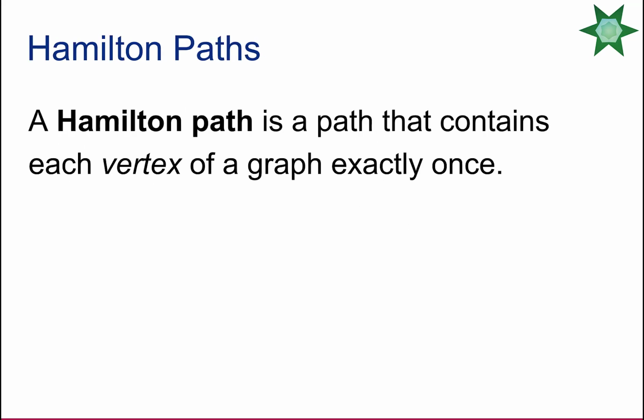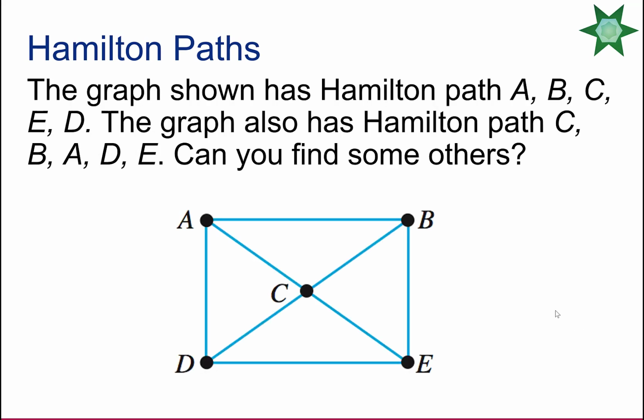A Hamilton path is a path that contains each vertex of a graph exactly once. Compare that to the Euler paths that we learned about last week, where we went through each edge one time. This time we're going to be going through each vertex exactly once.